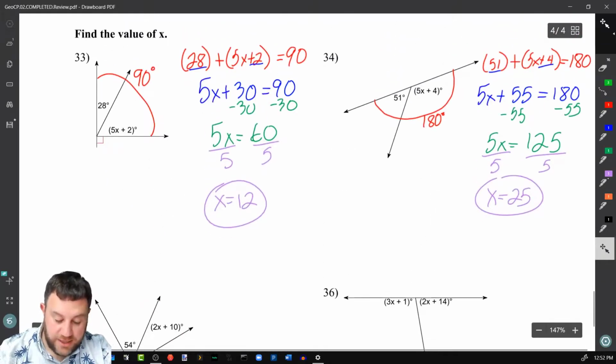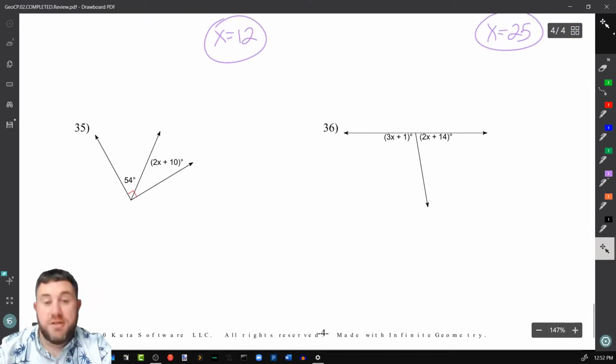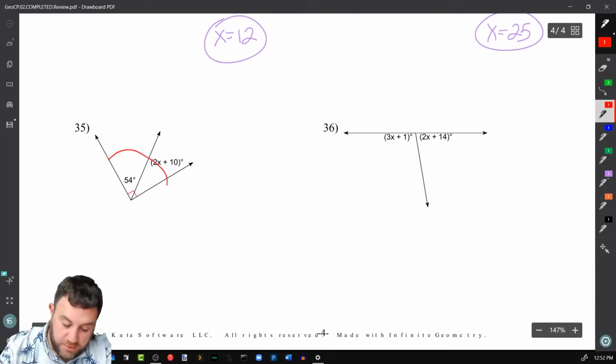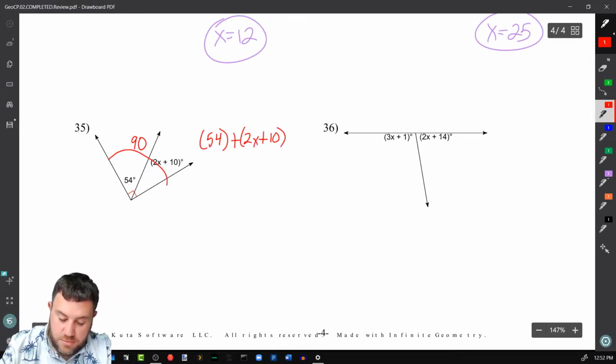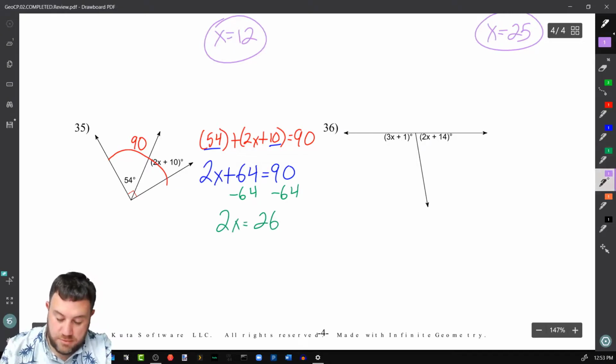All right, and the last two are really just like these two. 35, they're complementary, 36, they're supplementary. So we know these add up to 90. So we've got 54 plus 2x plus 10 equals 90. Like terms, so 2x plus 64 equals 90. Subtract 64, 2x equals 26. And divide by 2, so x equals 13.